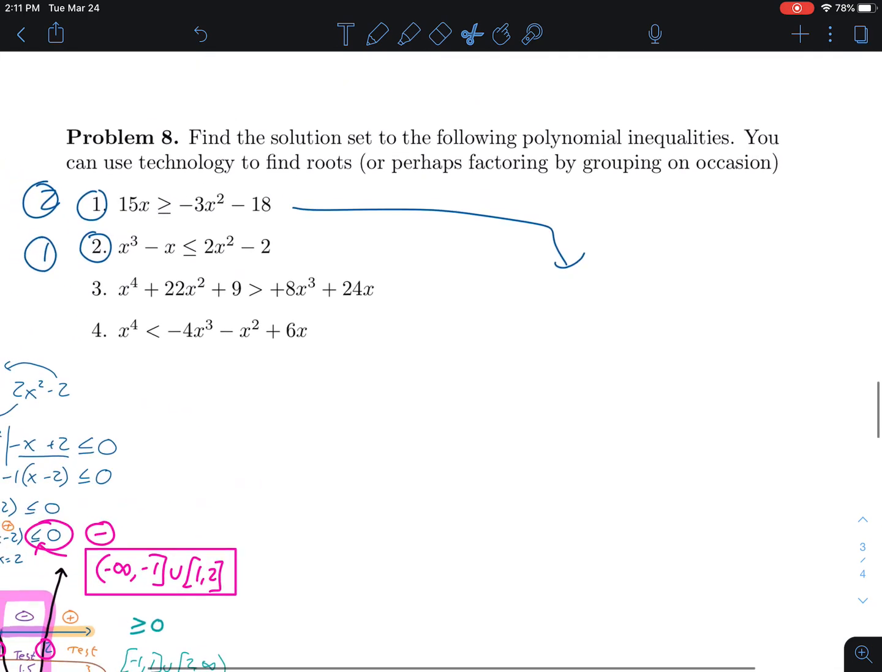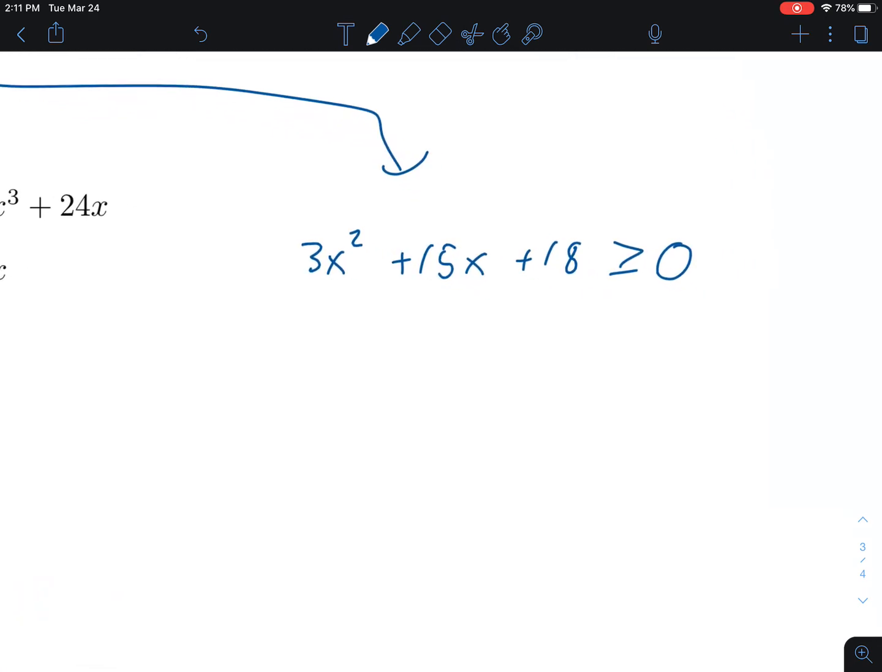Make sure you know how to do something like this, and then we'll take a look at this one. Same idea. I want to move everything over. I want the x squared to be positive. I don't need it to be, but I just want it to be. I think it'll make it a little bit easier. So 3x squared plus 15x plus 18 is greater than or equal to 0. So I moved everything over. I have a 0 on one side, and then I got my terms on the other side.